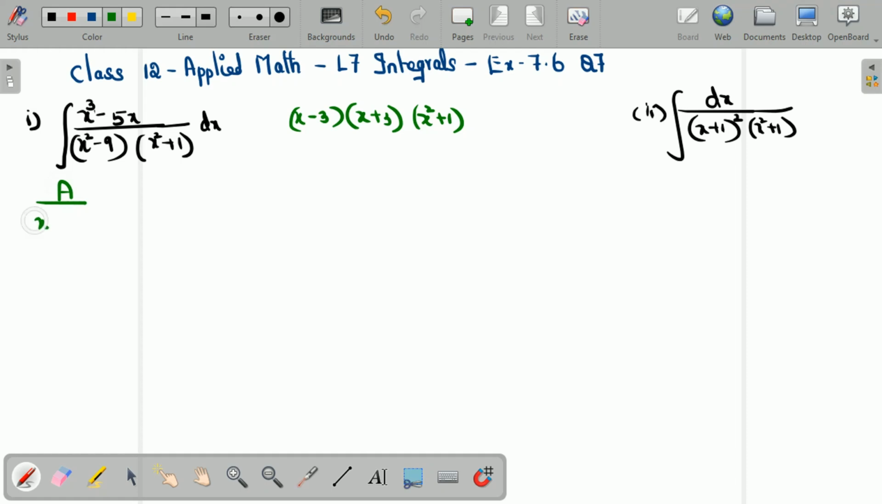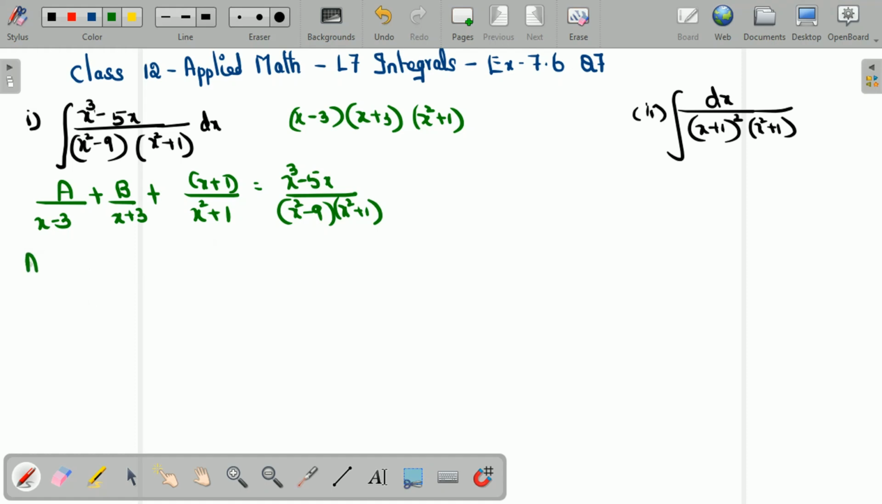So this is A divided by x minus 3, plus B divided by x plus 3, plus Cx plus D, the whole thing divided by x square plus 1. So the numerator, we will compare it directly, because this is going to be equal to x cube minus 5x, the whole thing divided by x square minus 9 into x square plus 1. So that's how we have broken it using partial fractions. Since the denominators are going to be the same after LCM, the next step we will directly compare the numerator.